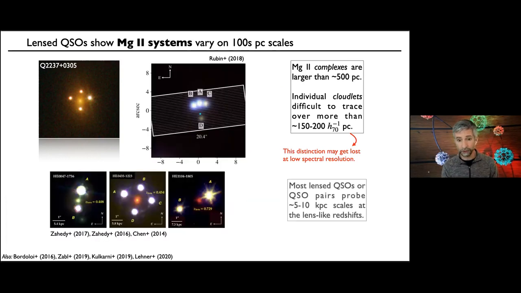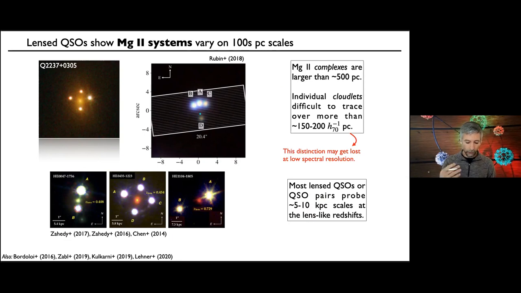There's been a lot of work done more recently looking at lensed quasars to probe foreground CGM in other galaxies. And depending on the separation of these quasars, but typically when we're able to do this, most of those are probing 5 to 10 kiloparsec scales. So again, they're telling you about large scale correlations of the absorption, but they're not often giving quite as much information about the very smallest scales.